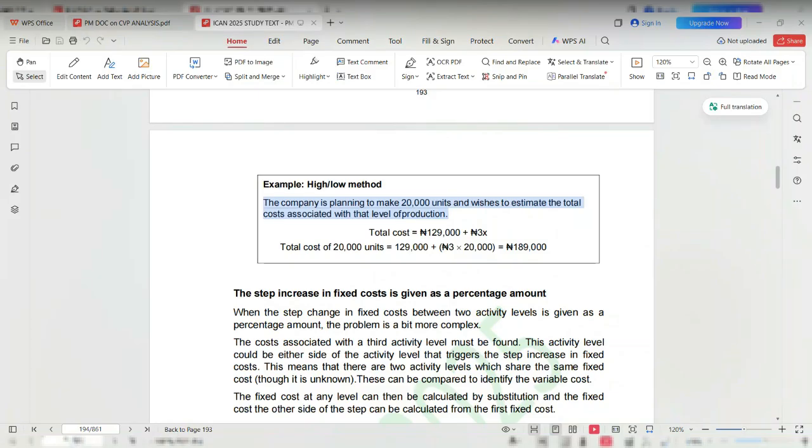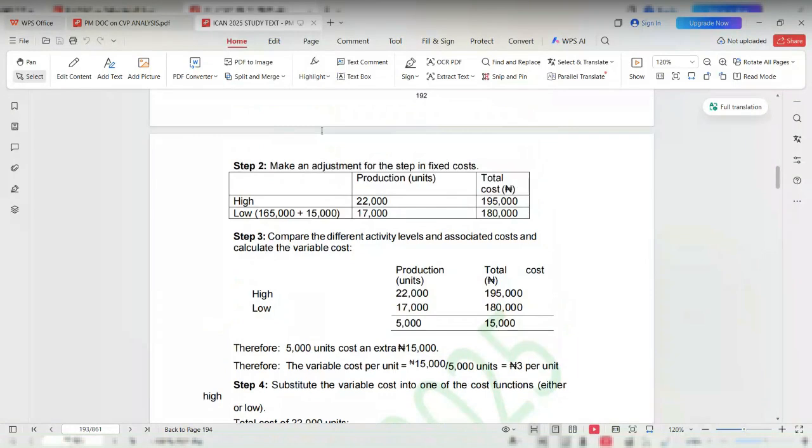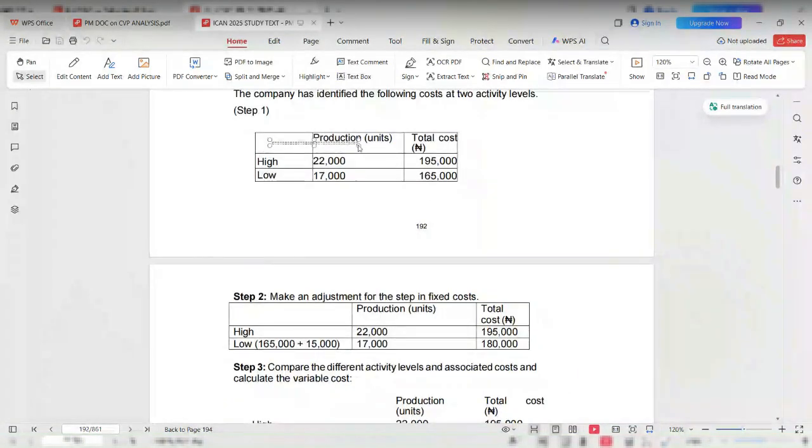So we have an assumption that these questions are together now, and we have this high and low. Sorry, I'm unable to copy this one. But we know that we have 20, we have 195. We have 22.